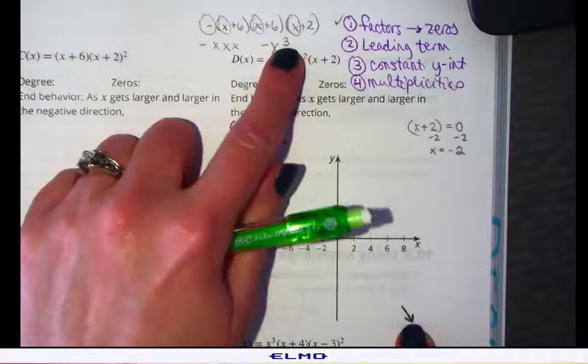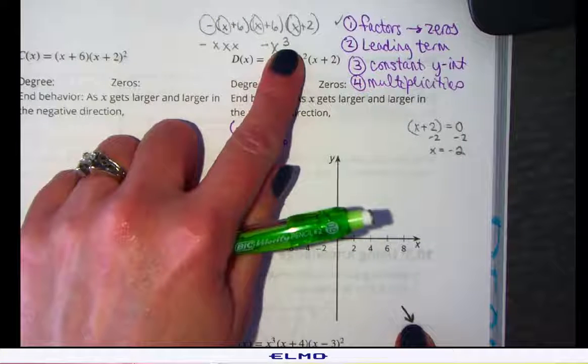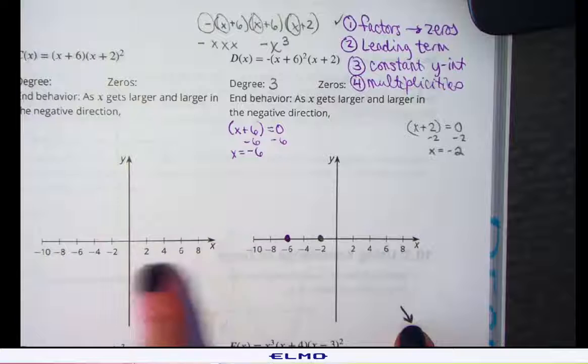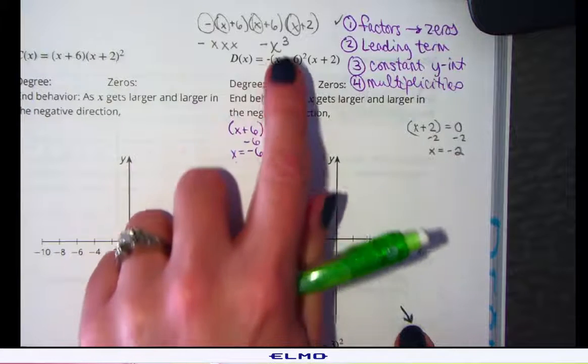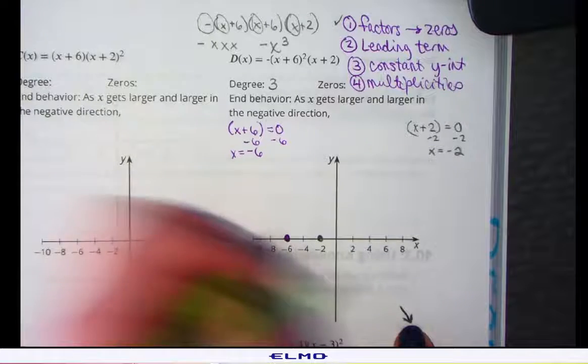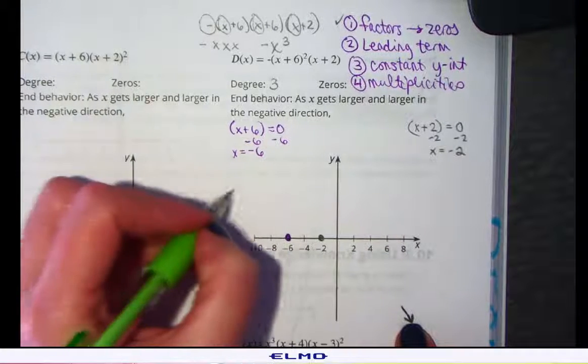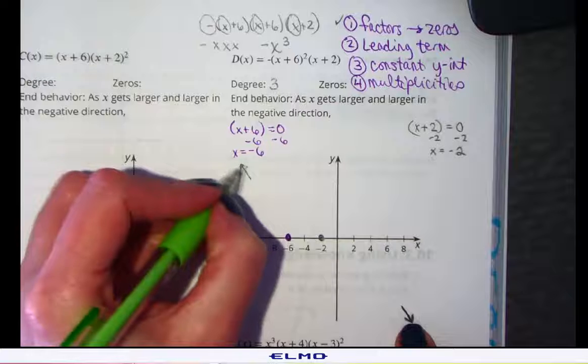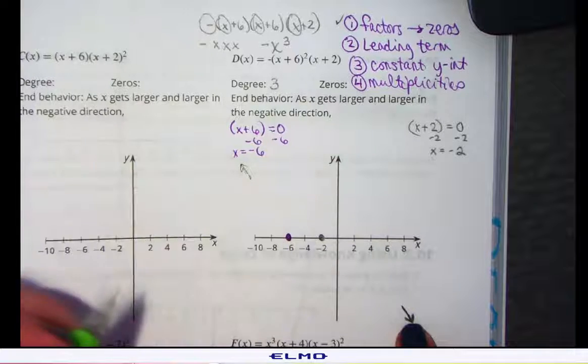The degree, whether it's odd or an even number, tells me what's happening on the left side of the graph. In this case, it's an odd number, so the left side of the graph is going in the opposite direction as the right side. So my left side is going up forever.